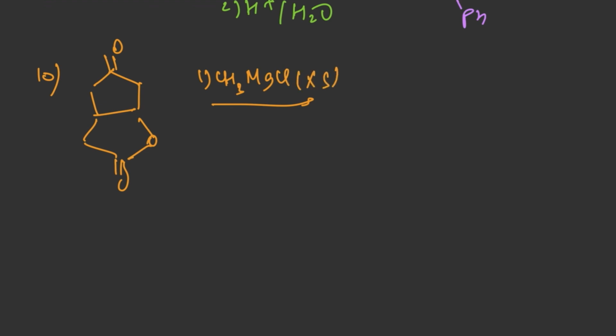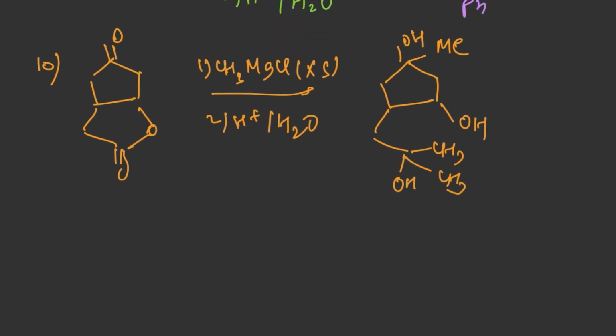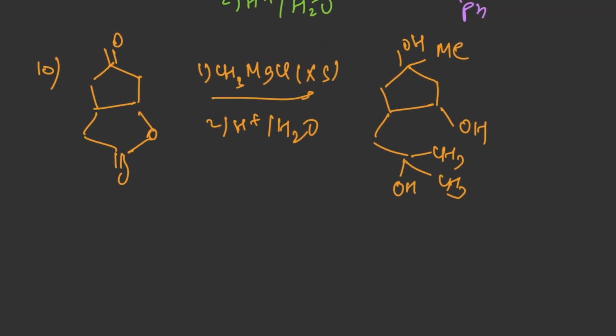How does it react? OH Me, OH CH3, then OH. Now this type of reaction occurs. Now we're going to talk about the reaction with anhydrides.